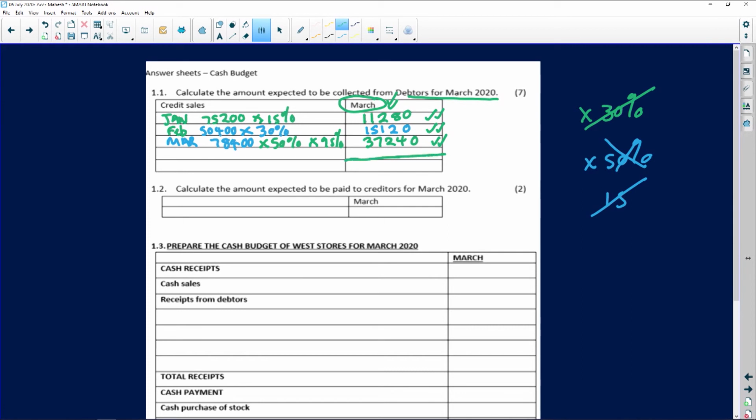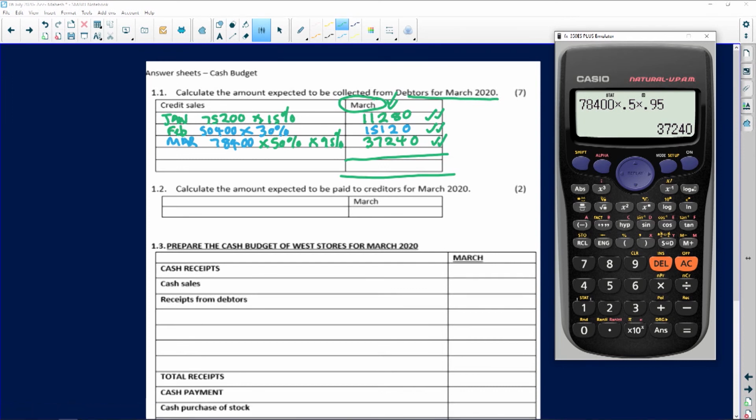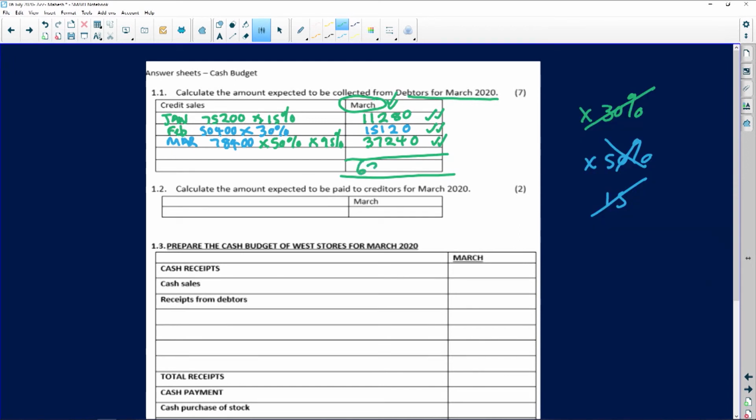And what's left for me to do is simply total. So in total, how much do I expect to receive in March? So if we quickly add up, so plus 15,120 plus the 11,280, and the total that you're expecting to receive from your debtors, an amount of 63,640, and that would have been your 7th mark as far as this question is concerned.